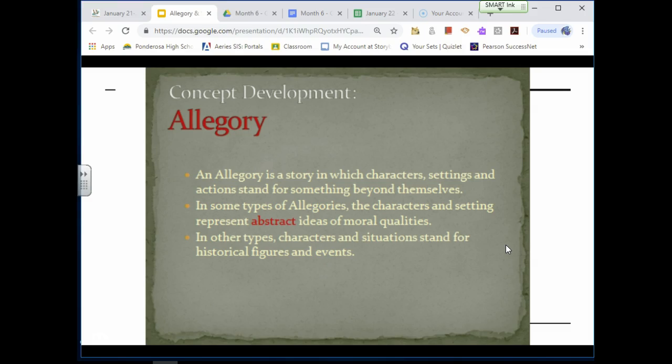Okay, so, again, Ryan. An allegory is a story in which the characters in the entire story have two meanings. There's the literal meaning, and then there's, like, the significant meaning, okay? So, it says, in some types of allegories, the characters and the setting represent abstract ideas or moral qualities. So abstract means it's not touchable, right? So the idea or the concept is kind of far-fetched. It's not literal. That's just what it means. There's a literal meaning and then a separate meaning. Okay? We're going to talk about some examples.